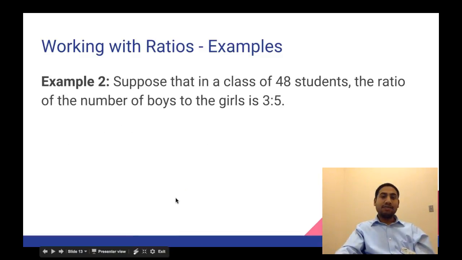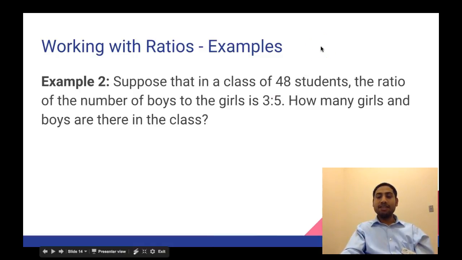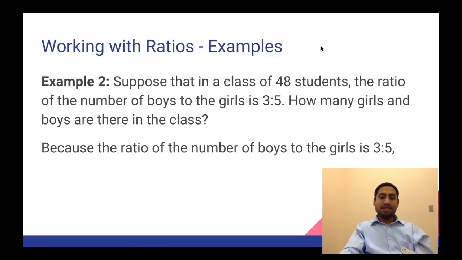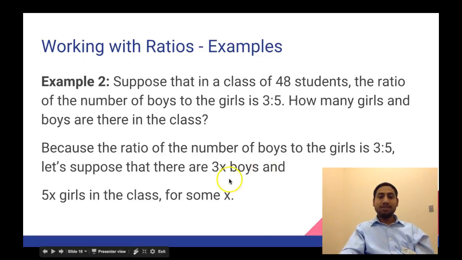Let's look at another example. So suppose that in a class of 48 students, you know the ratio of the number of boys to the girls is 3 to 5. Then, how many girls and boys are there going to be in the class? Because the ratio of the number of boys to the girls is 3 to 5, suppose that there are 3x boys and 5x girls in the class for some x value.